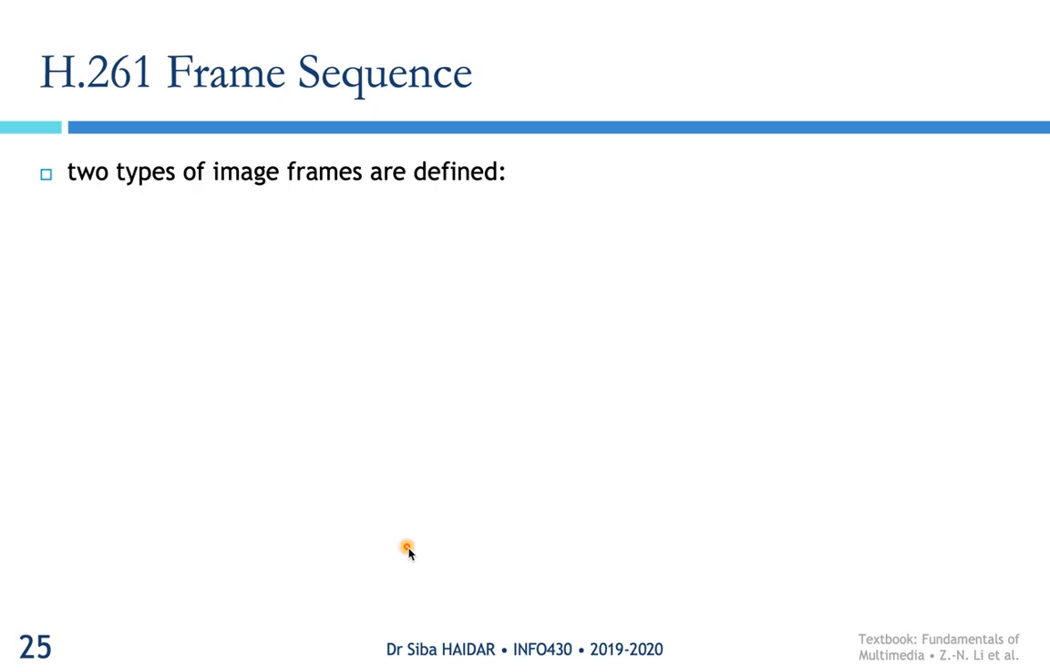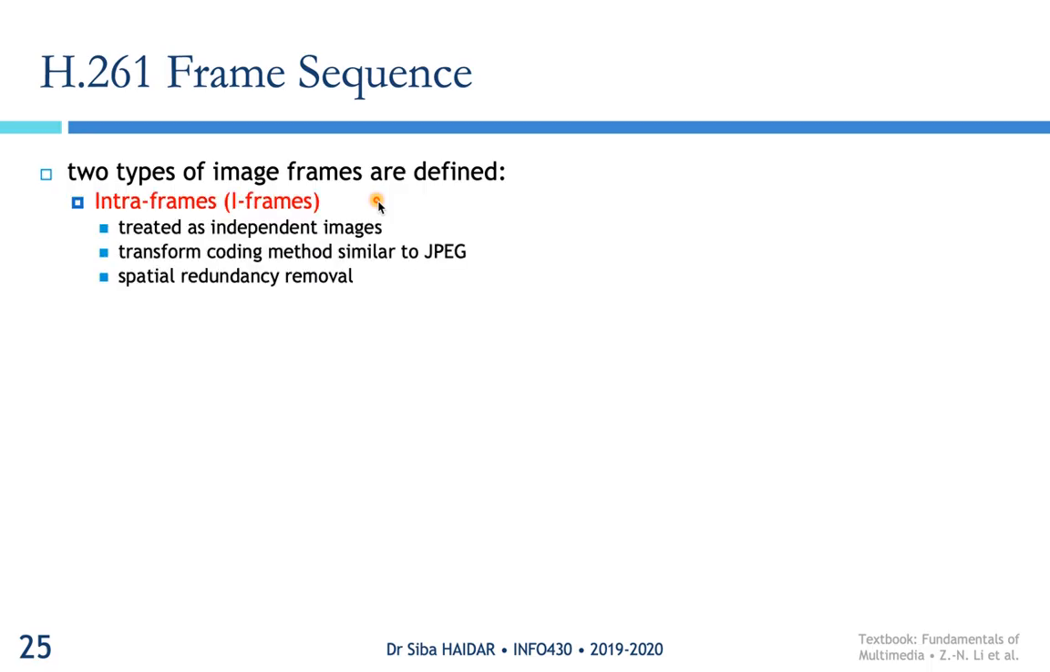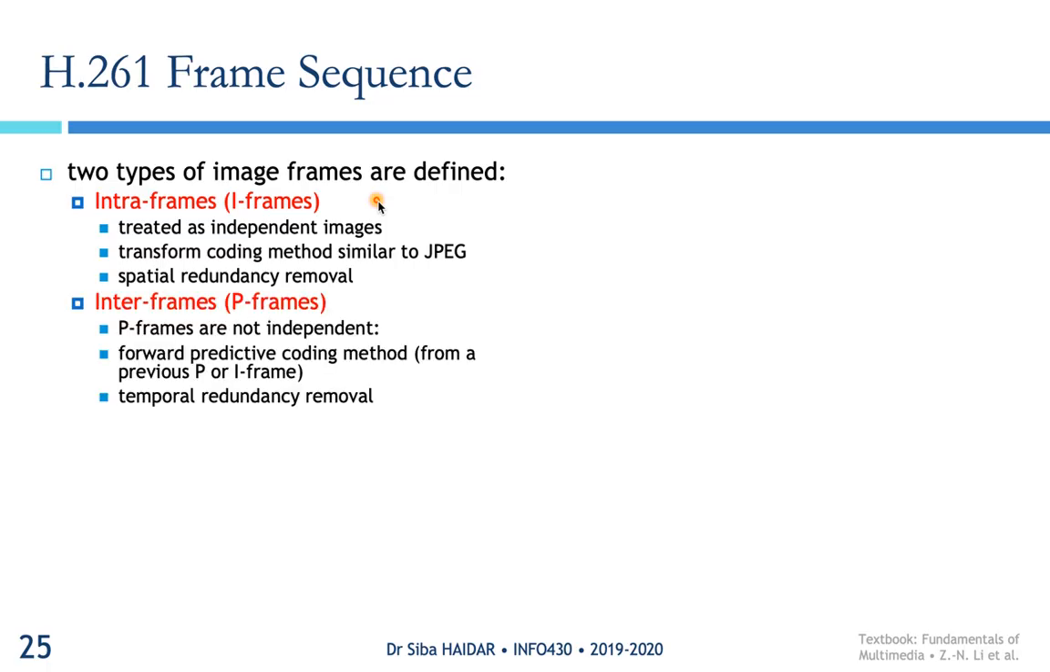The question here: what if there is an error in the transmission? You remember, if you are viewing a certain video and some frame comes erroneous, what happens? Do I have to lose all the rest of the movie, or all the subsequent images in the video conferencing? No, there are two types of image frames that are defined in the frame sequence in the H.261 standard. What we call the intra frames and what we call the inter frames.